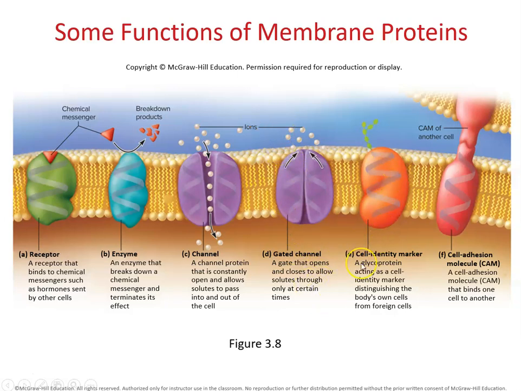We have cell identity proteins, and these are things that are going to allow the cell to recognize itself, its own cells, versus invader cells. So think of your blood type. You could have a type A marker here, and when anything other than type A blood is encountered, it could cause an adverse reaction as the body recognizes the transplanted blood cells are foreign.